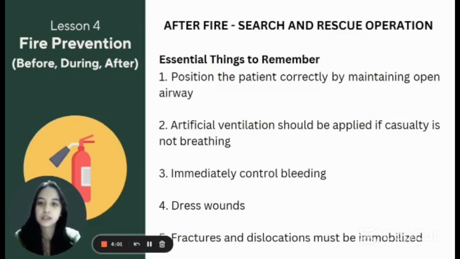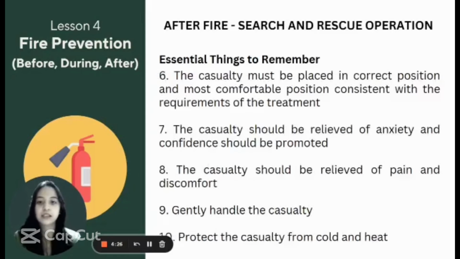So, there are essential things to remember. First is, position the patient correctly by maintaining an open airway. Second, artificial ventilation should be applied if the casualty is not breathing. Third, immediately control bleeding. Fourth, dress wounds. Fifth, fractures and dislocations must be immobilized.